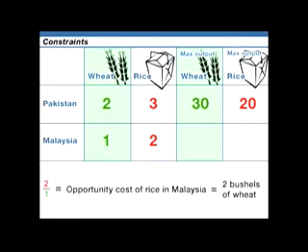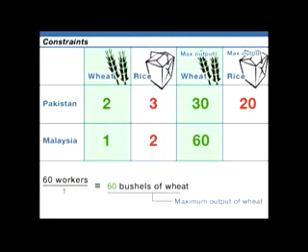But first, let's look at the constraints on the production possibilities in Malaysia. Suppose there are 60 Malaysian workers, and they can spend their time either producing wheat or rice. What's possible in Malaysia? If you take the 60 workers and divide by 1 worker needed per bushel of wheat, you get the total maximum wheat production possible in Malaysia is 60 bushels of wheat. 60 workers at 1 worker per bushel gives you a maximum output of 60 bushels of wheat.